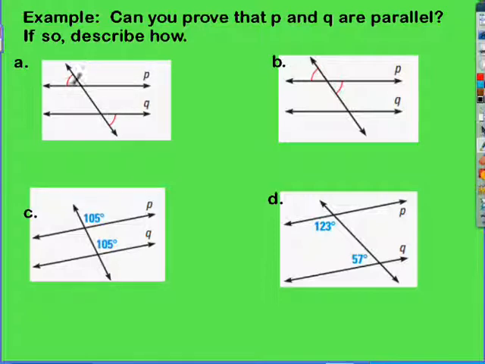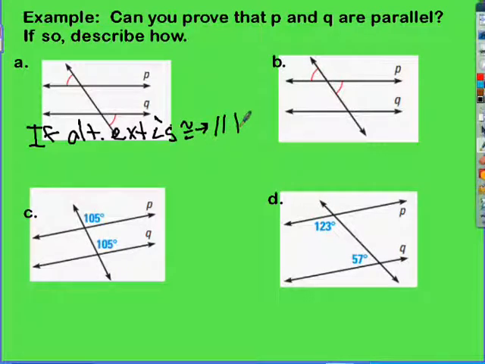Looking at this first picture, what am I given? I'm given these angles are congruent. Well, what kind of angles are those? If you look at the picture, they would be alternate exterior angles. So if alternate exterior angles are congruent, that's enough to tell me that I have parallel lines. So yes, P is parallel to Q.